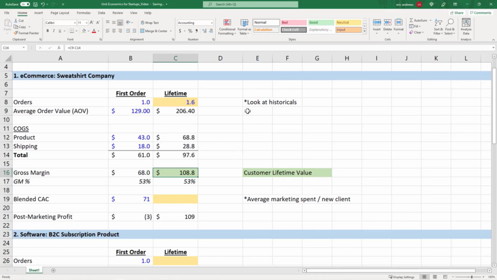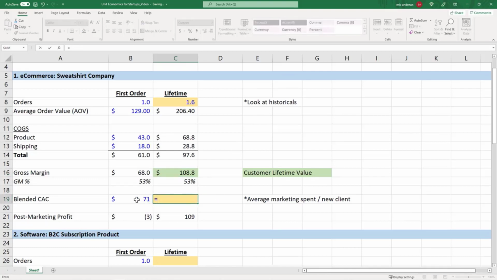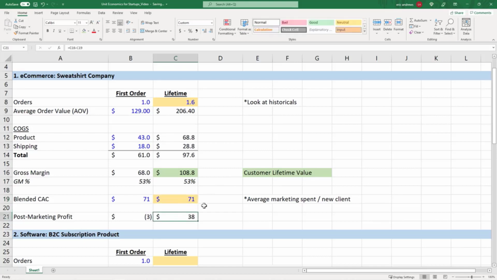And why is that important? Well, the second time they buy, we likely didn't have to do any marketing. Maybe they're on our email list, and so they're just receiving our marketing emails. So the customer acquisition cost is still only $71. And now that they've made their additional 0.6 orders, we actually have made $38 on our customer over their lifetime. So if you look at it from this perspective, the unit economics are actually profitable for our customer.